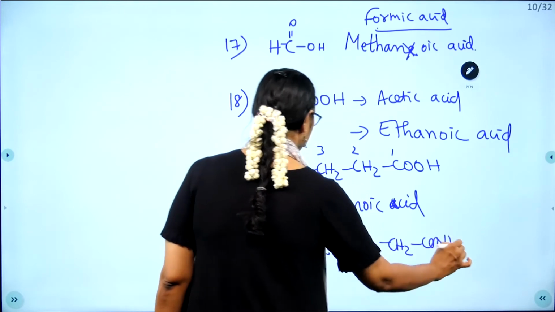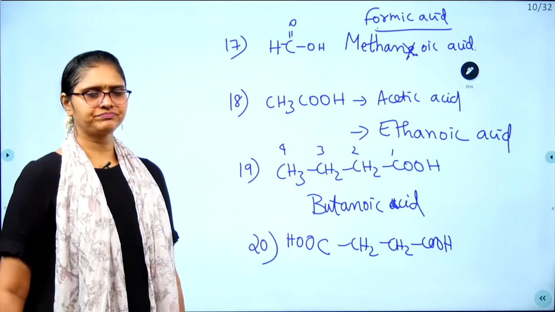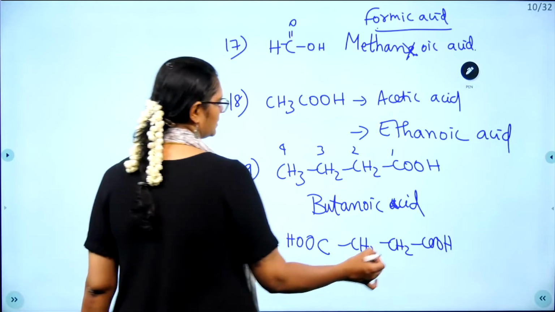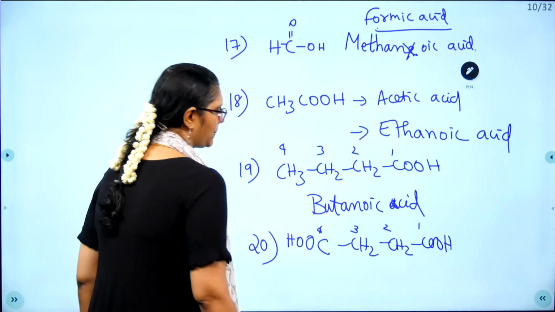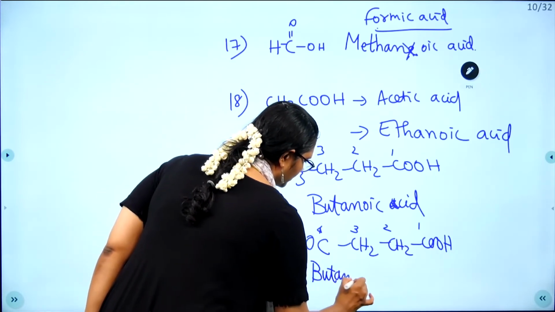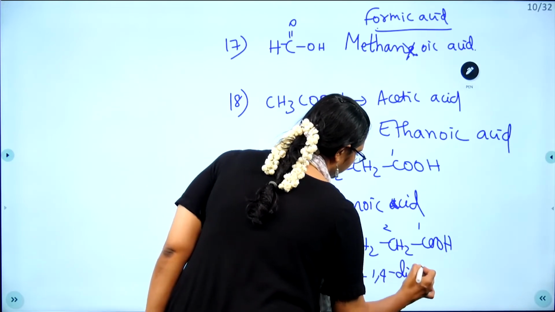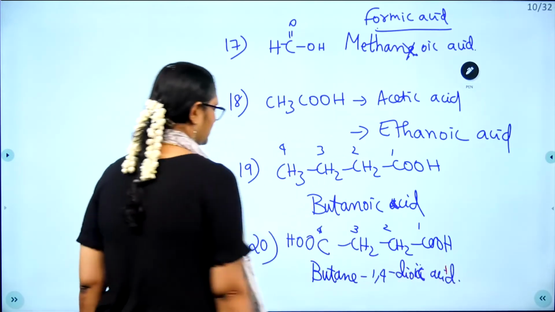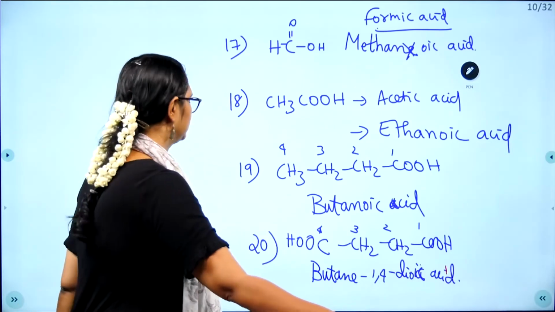How will you name this? Now you have 2 COOH groups. Now how will you name it? As usual, select the longest carbon chain. 1, 2, 3, 4. Okay. So it will be butane 1,4 dioic acid. Okay, butane 1,4 dioic acid.